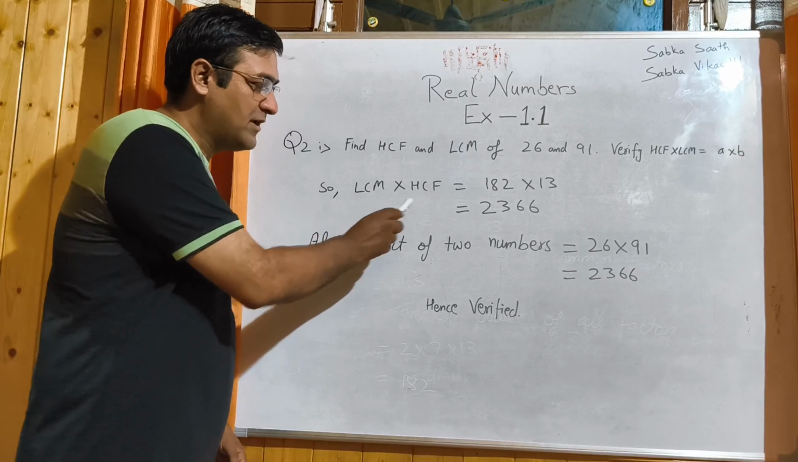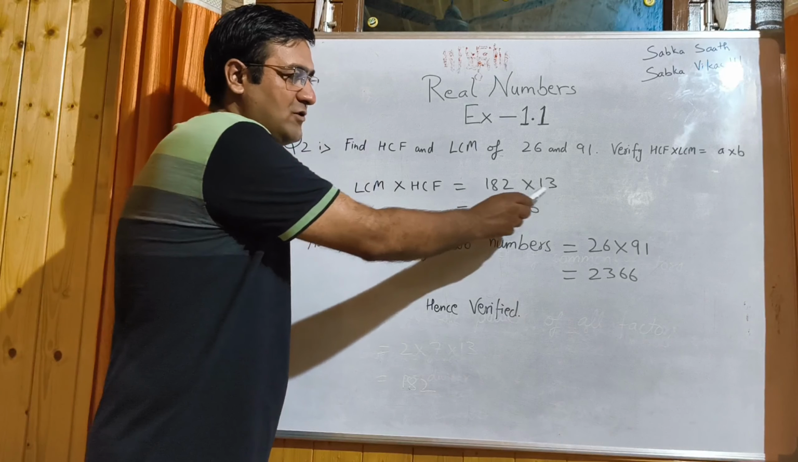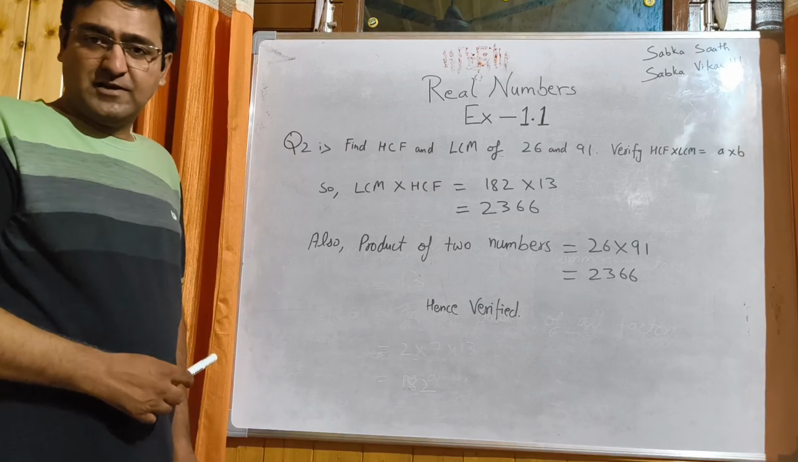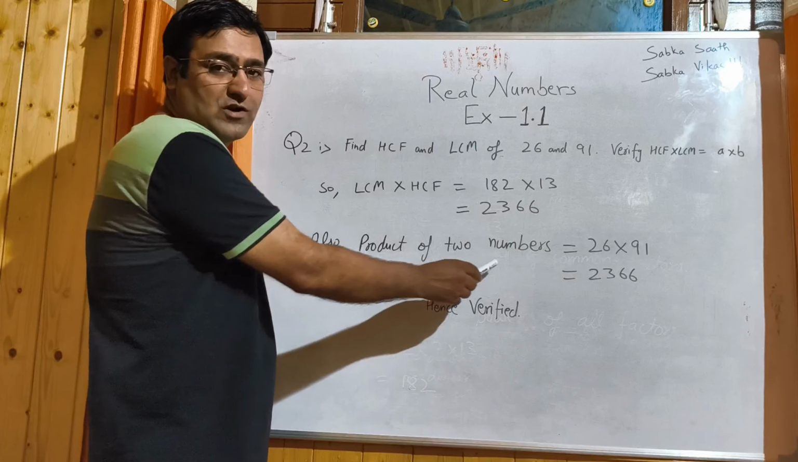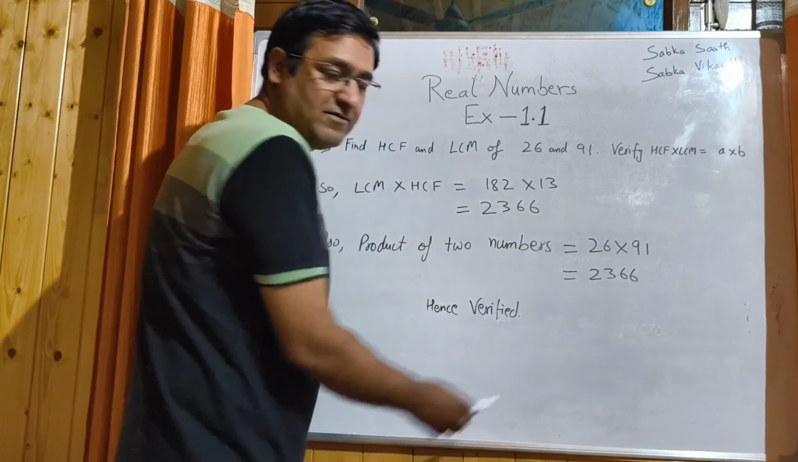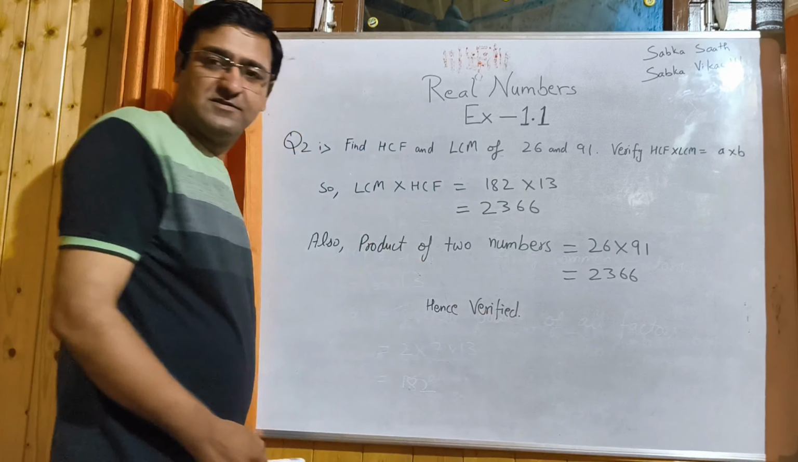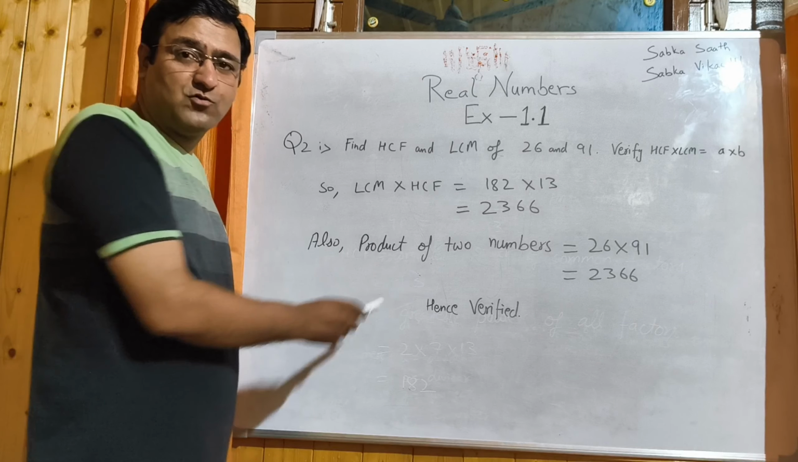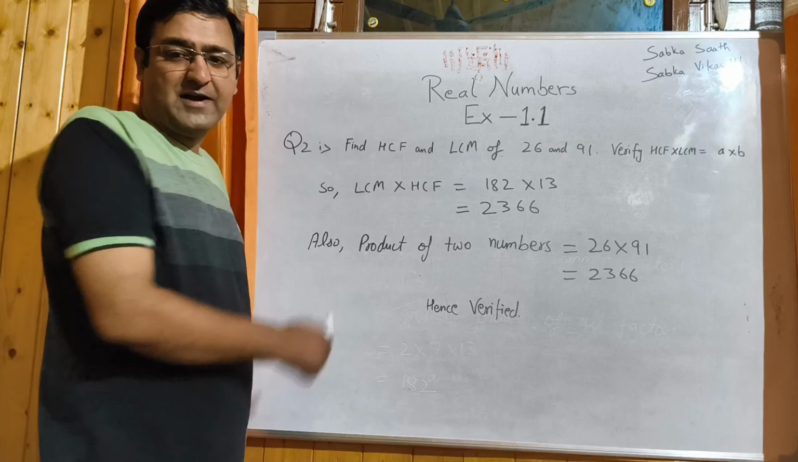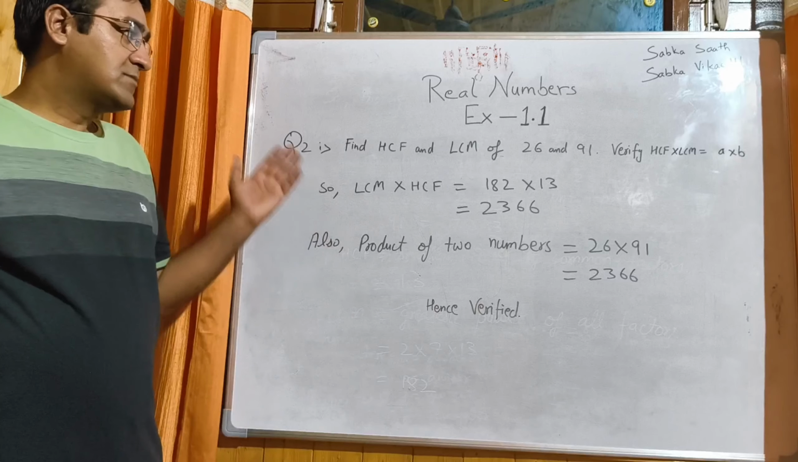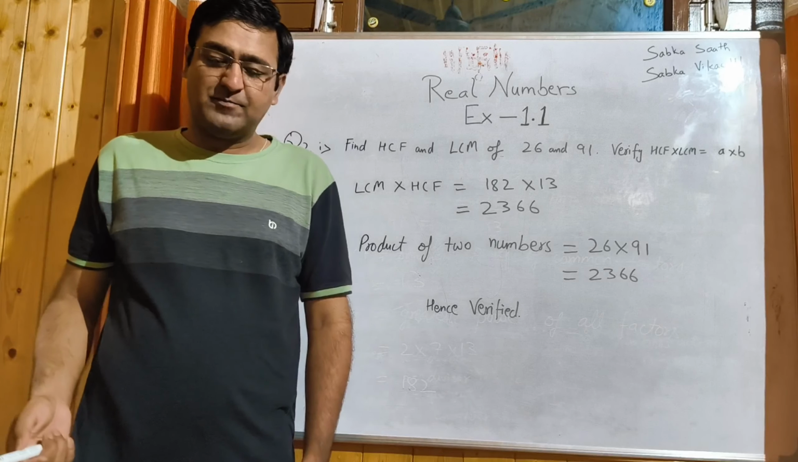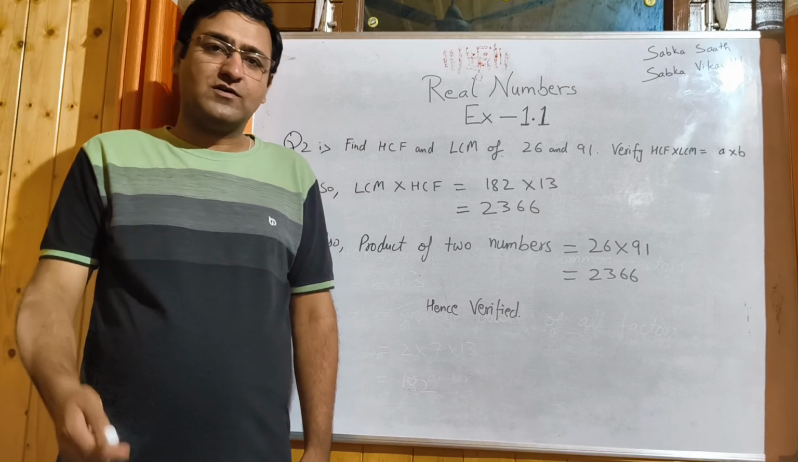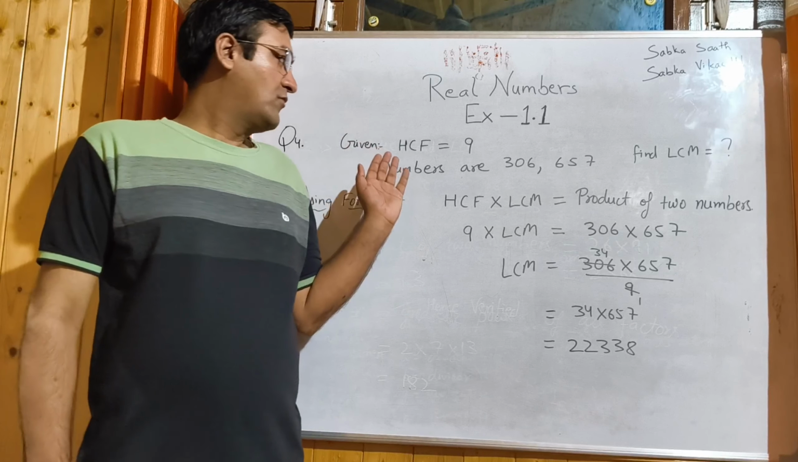So LCM into HCF equals 182 into 13, which will give us 2366. Similarly, the product of two numbers would be 26 into 91, which is also 2366. Now since LCM into HCF is equal to the product of two numbers, we have verified the result. Similarly, you can solve the second part and third part also by the same method, and you can try it as homework.